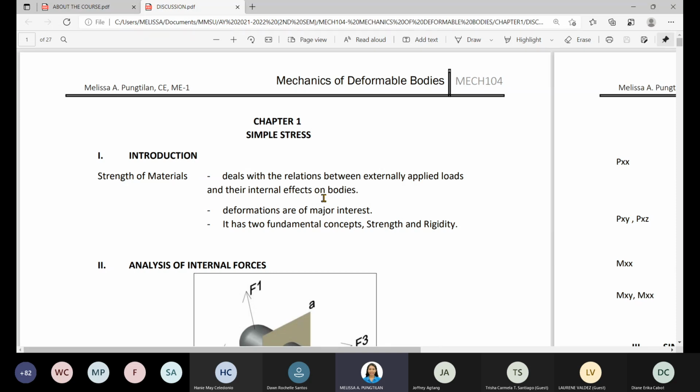So, dun sa statics nyo, pinag-aralan nyo dun yung mga external forces or external effects ng mga forces sa rigid bodies. So, sa statics, yung mga bagay na hindi gumagalaw. Okay? Sa dynamics naman, pag-aaralan nyo yung mga external effects of forces ng mga bagay na gumagalaw.